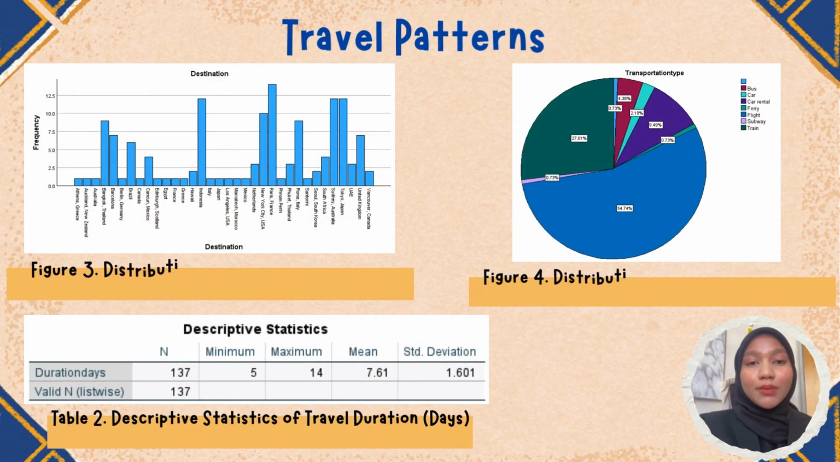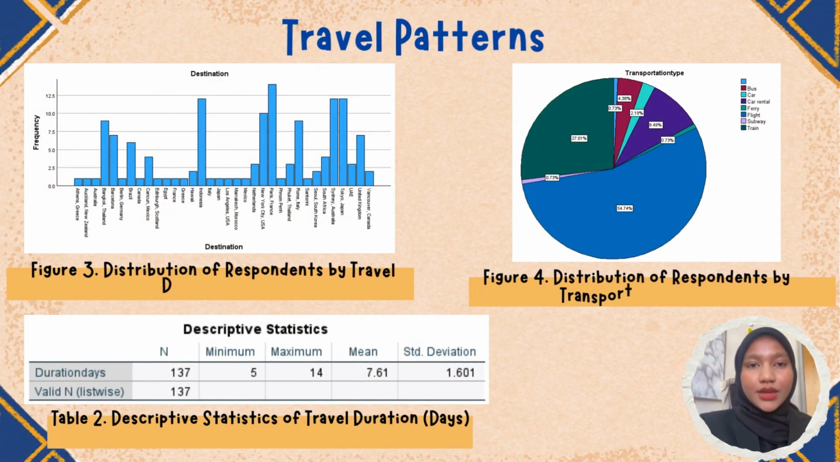Next, we move to the travel pattern of the respondent. Figure 3 shows that the respondent visited 34 different travel destinations. Paris, France was the most popular destination with 14 respondents, followed by Indonesia, Sydney, and Tokyo with 12 respondents each. This indicates that the respondent preferred well-known international tourist destinations.